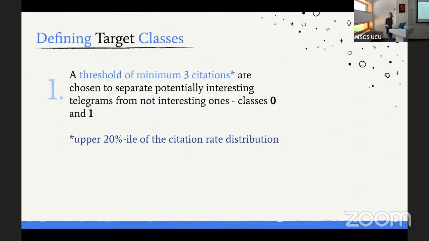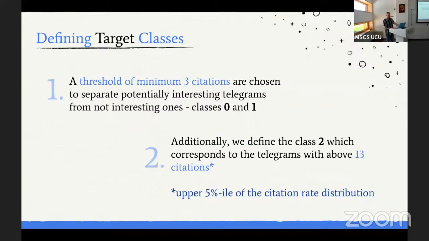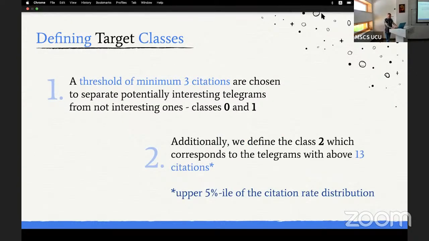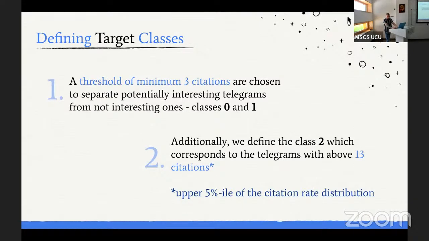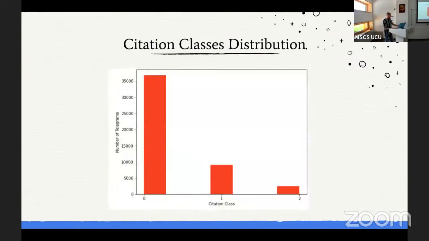So for our future citation prediction task, we want to approach it in a classification manner. We set a clear threshold of a minimum of 3 citations, so the telegrams with 3 or more citations are going to be the interesting, or impactful, ones. Additionally, for research purposes, we set a threshold at the upper 5th percentile, defining a class of super interesting telegrams. The final classification target distribution looks like this. It leads us to a highly unbalanced classification problem, and we'll look into the detailed methods that we used in the experiment section.